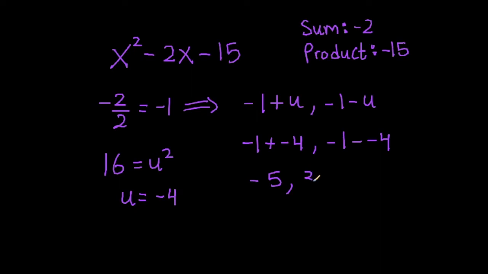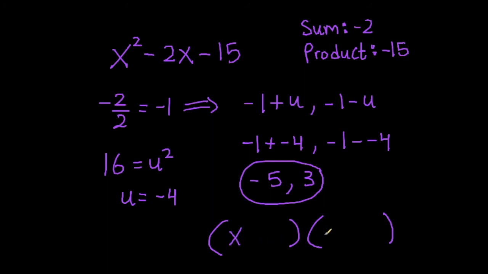And those are the two numbers that add up to negative 2 and also multiply to negative 15. And so we just open up two sets of brackets, and we keep an x in both, and we fill in the gaps with the numbers that we have. One is negative 5, and the other is positive 3, and we're done. That might have taken a little bit of a long time, but it's definitely shorter than the last example.